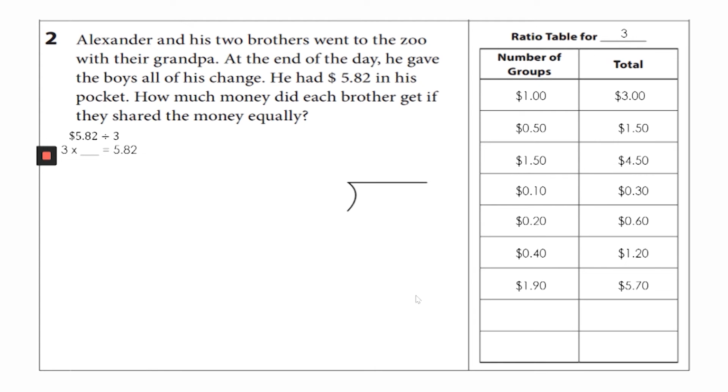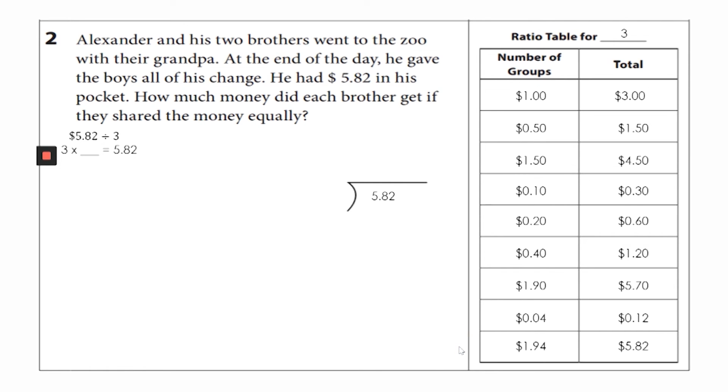But Grandpa had $5.82. We're almost there. How many more cents do we need to divide up evenly among the three brothers? 12 more cents, right? Well, that would be 4 cents each. Okay, so now we can add $5.70 right here plus 12 cents, and that gives us the $5.82 Grandpa had. So if we add these on this side, we have to add them on this side, $1.94. So each brother got $1.94.